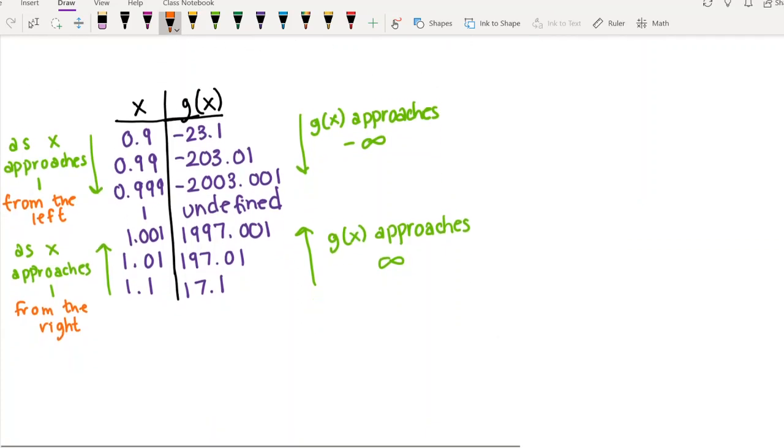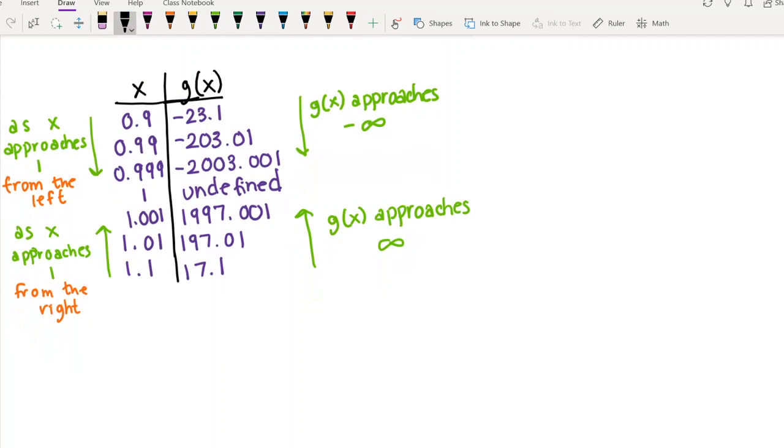So why am I saying that? Well, basically, if you were to draw a number line, and let's say you put 1 on your number line, well, all of the numbers that we're plugging in, like 0.9, let's say 0.9 is there, 0.999, those are all on the left side of 1, right? So that's why we're saying as x approaches 1 from the left. Whereas the numbers like 1.1, 1.01, 1.001, those are all on the right side of 1. So that's why we say from the right and from the left.